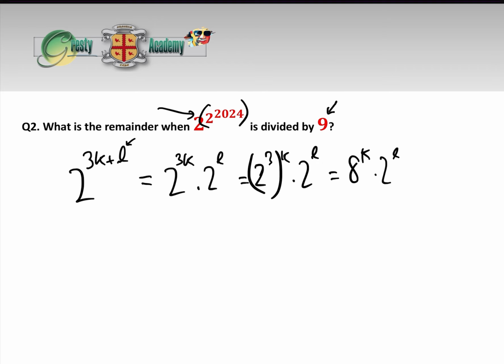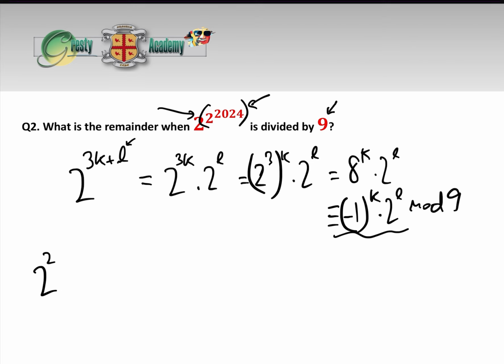And then when we did that modulo 9, that would be equal to minus 1 to the k times 2 to the L mod 9. And all of a sudden, we have a very small number. So that's what we're going to try and do. Okay, so what we need to do is get the exponent. Now, the exponent is 2 to the power of 2024. We need to find out what that is mod 3, so that we can put it into the form 3k plus L. That's the form we want to put it into.